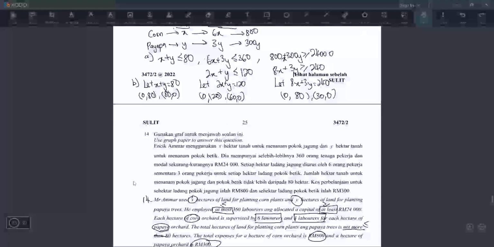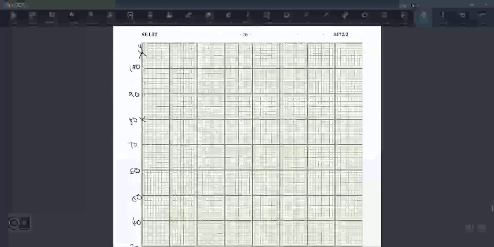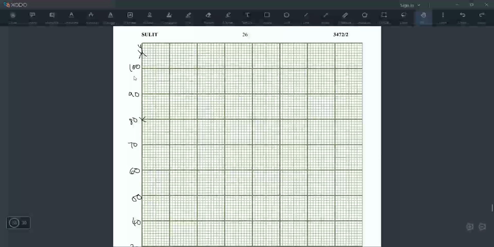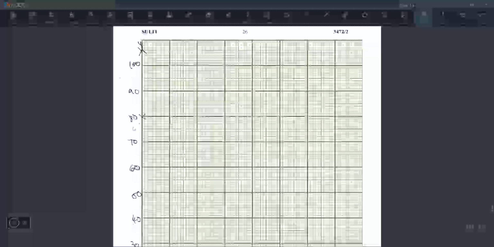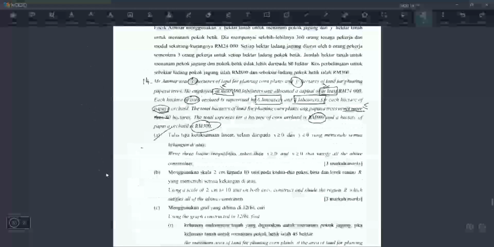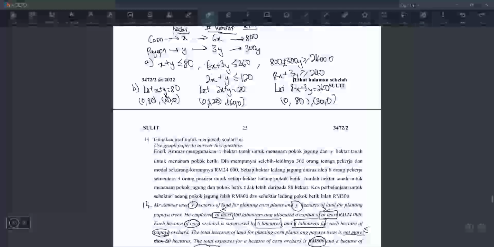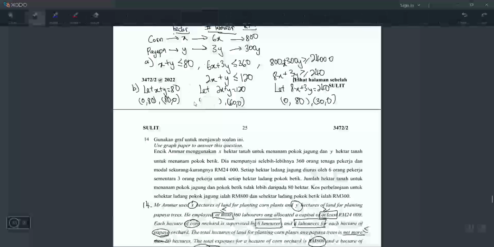Okay, what about this? 0, 120, 60, 0. Do the same thing. But can 0, 120 be plotted? Cannot, right? Because there's already not enough space to plot 0, 120. So you can't erase the whole graph. So don't do that. Just change the point. Just change this point to another point. So which point can you choose?